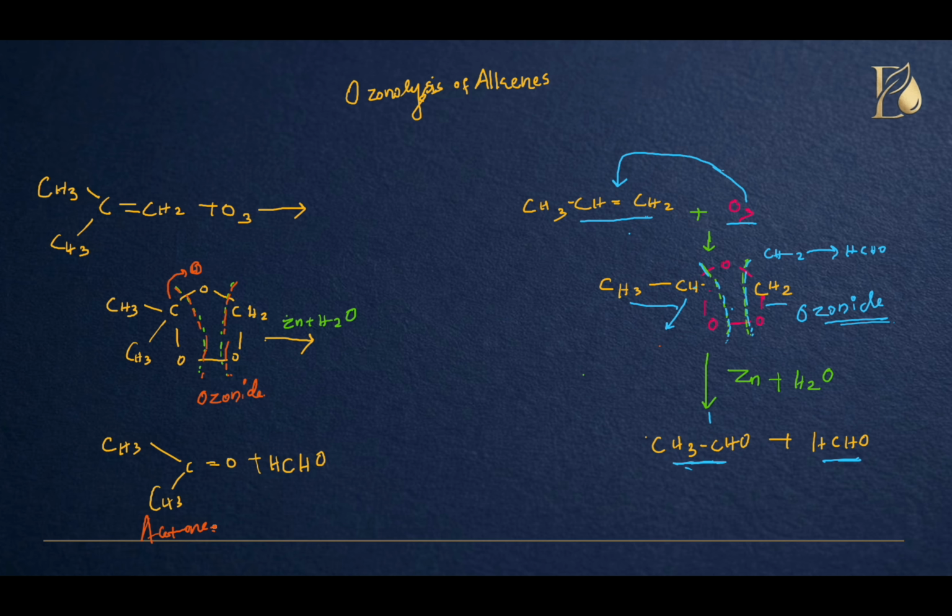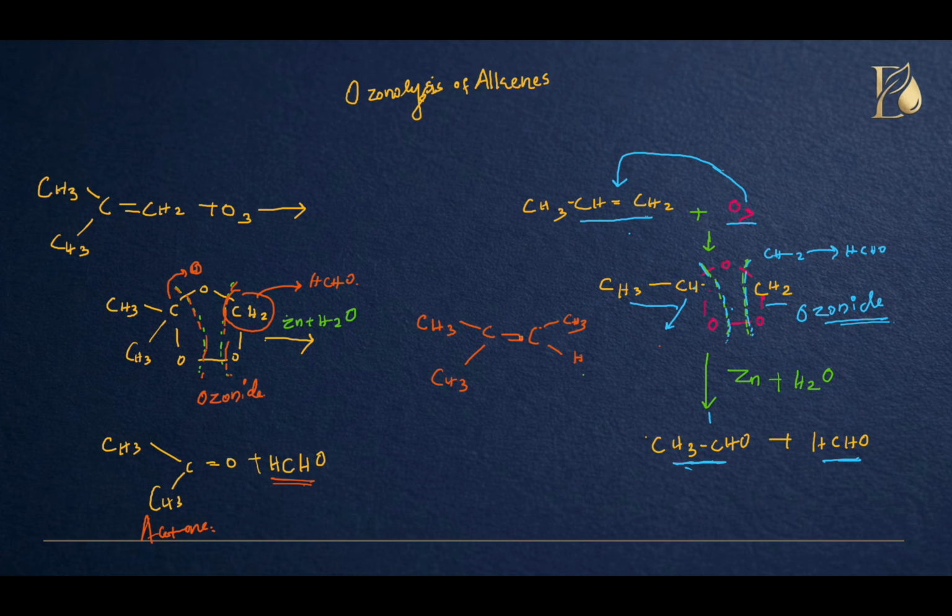Acetone. Now look at this other part, this is a CH2 group. What will it produce? It will simply produce HCHO, formaldehyde. This is what we will get as the product of ozonolysis of the alkene. Now I will give you some tricks to understand the product by looking at the alkene group. So look at this compound: CH3, CH3, double bond C, CH3H.